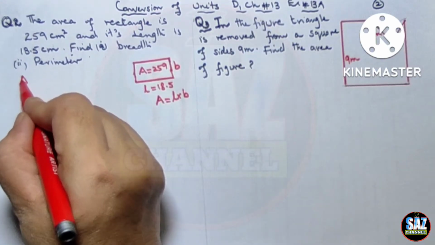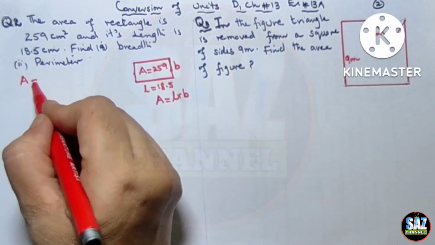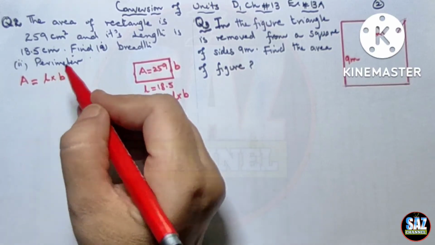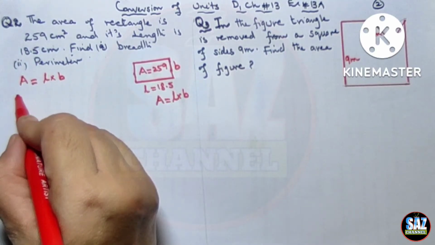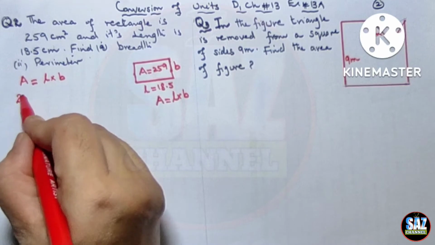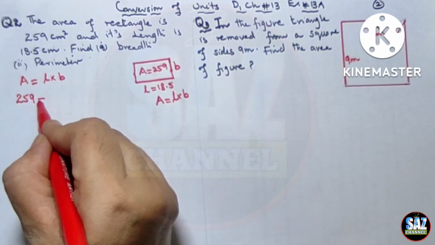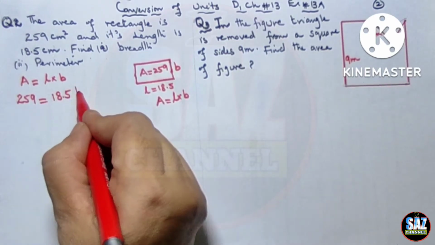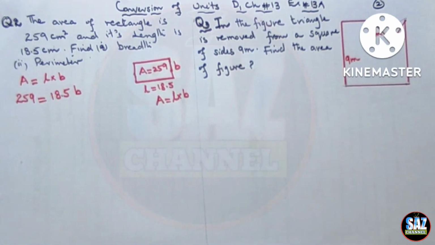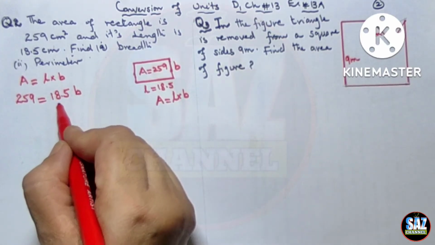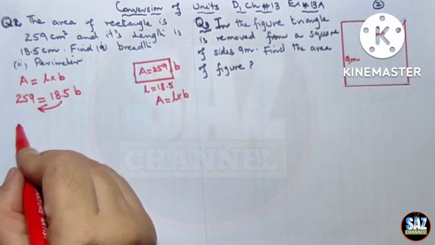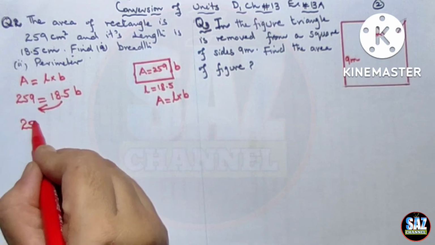First of all, students, we have to write the formula that area equals length multiplied by breadth. Now, instead of area, I have to replace its value, which is 259, and the length is 18.5, and breadth we have to find. Now, this is a simple linear equation in algebra. So we have to shift this 18.5 to the other side, and it will become 259 by 18.5.